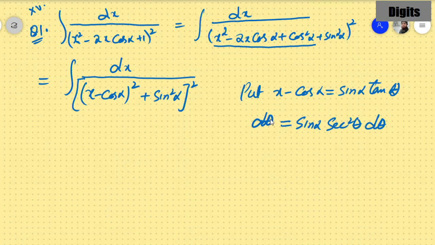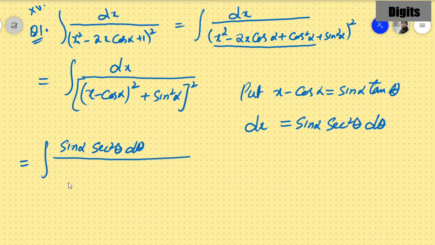Because x minus cos alpha is sin alpha tan theta, dx is equal to sin alpha sec square theta d theta. Now it will be equal to the integral of, instead of x we write sin alpha sec square theta d theta, whole divided by (sin alpha tan theta) whole square, then plus sin square alpha, whole square.